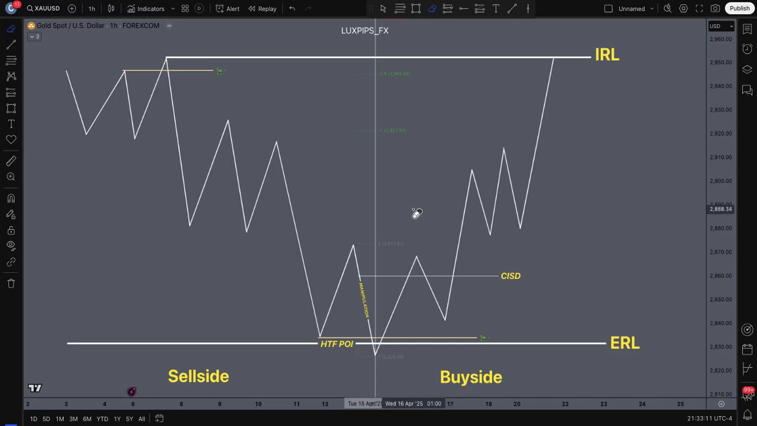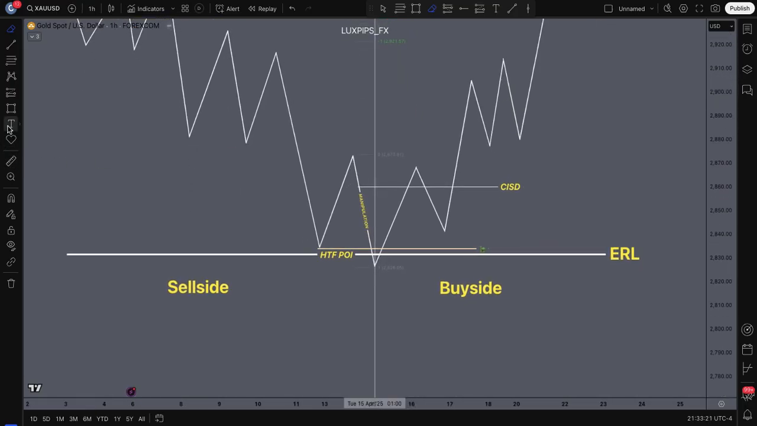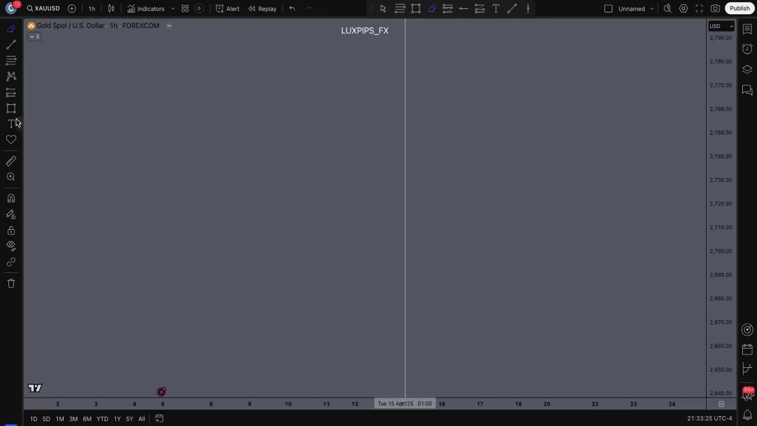For the next part, I'm going to go over STDVs, standard deviations. And I'm going to teach you how I use them and how most other people do use them, but they do use them in different ways. But the strongest way to use it is on the manipulation leg.